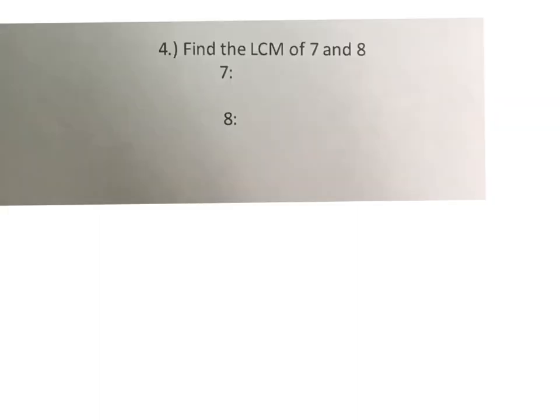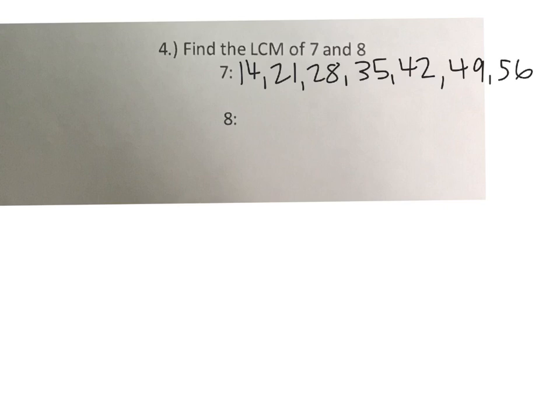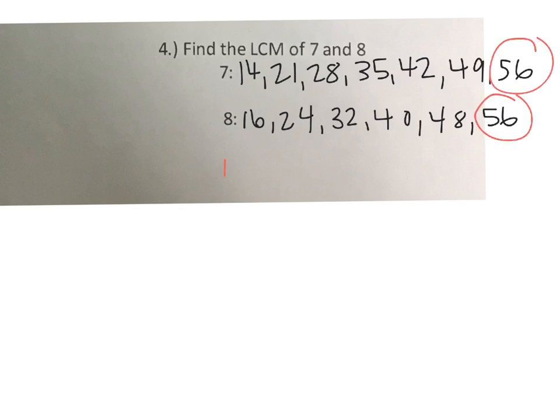Now for number 4, find the LCM of 7 and 8. It goes 7, 14, 21, 28, 35, 42, 49, 56. And for 8, it goes 8, 16, 24, 32, 40, 48, 56. And that's where you could have stopped when you found your least common multiple of 7 and 8 is 56.